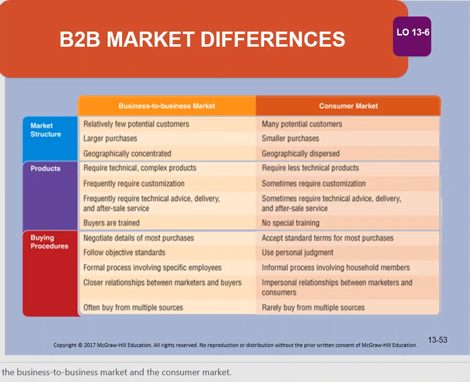Final slide I want to look at is the differences between marketing to a B2B market as opposed to a B2C or consumer market. On the right for the consumers, B2B on the left. And we look at it from different metrics such as market structure, the products, and the procedures that are used to buy. And I want you to take some time to look at these differences.